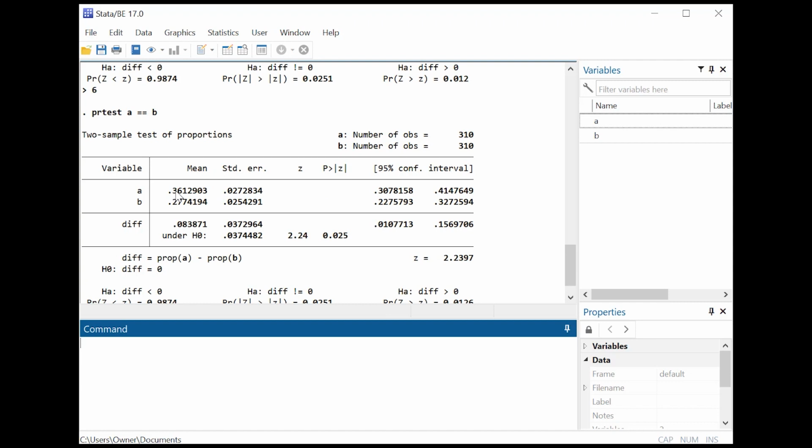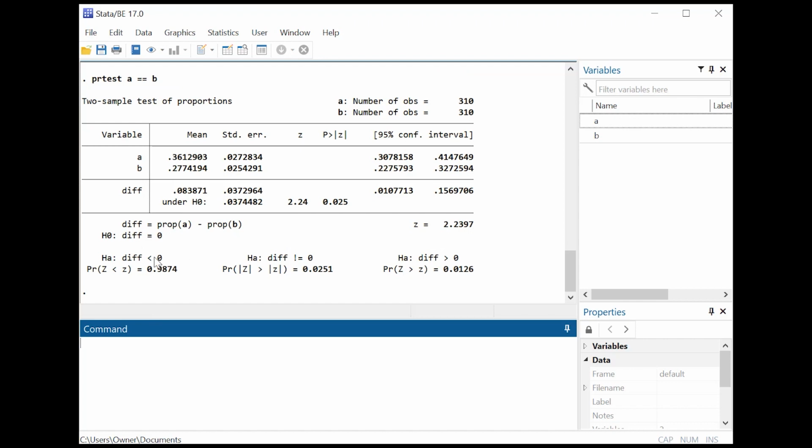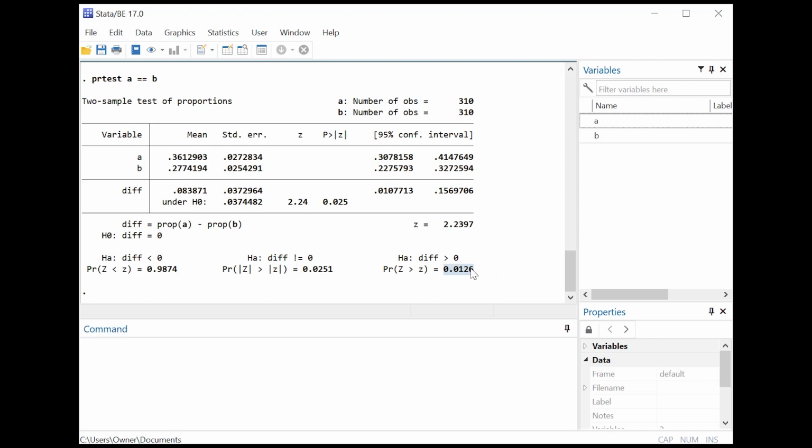All right. Well, it looks like about 36% of people said definitely to A, and 27 and some percent of people said definitely to B. Now, here is what matters down here, the p-values. We can see that the proportion of people who said definitely to A is significantly greater than the proportion of people who said definitely to B.